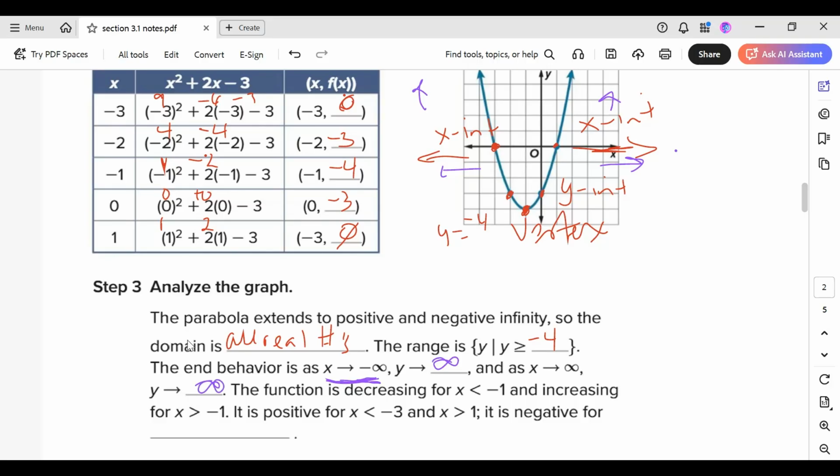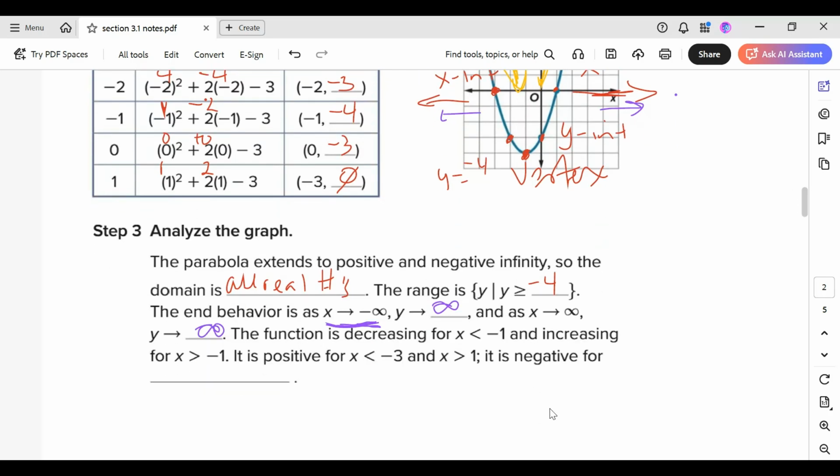The function is decreasing. Decreasing, what is the graph doing? So when we look at our graph, it's decreasing as x is less than -1. All the values from x less than -1. And then it's increasing as x is greater than -1.